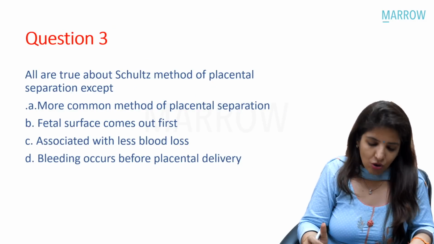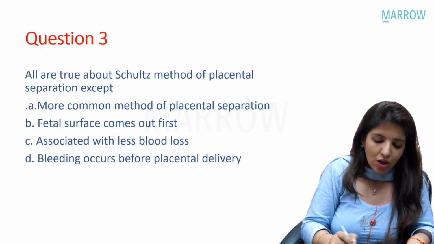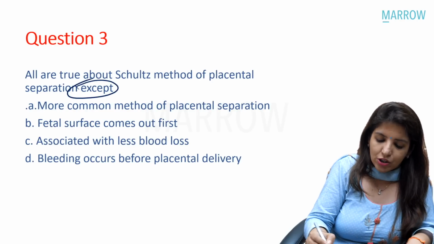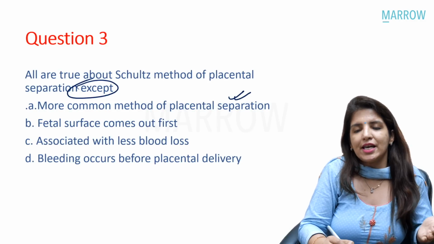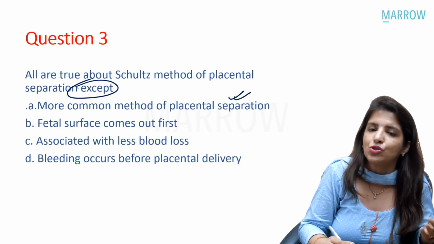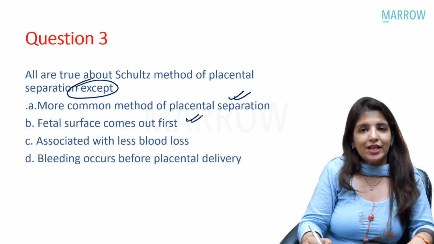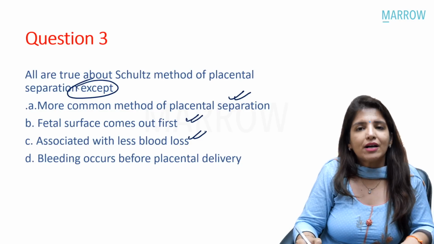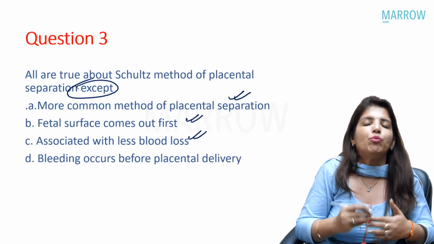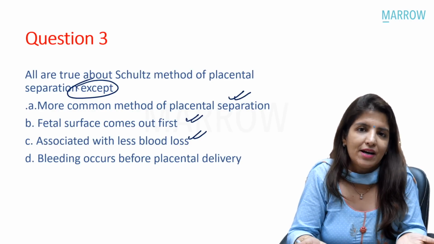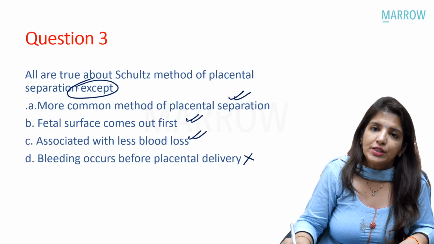Now look at this question. All are true about Schultz method of placental separation except: option A, more common method of placental separation. Yes. Fetal surface comes out first. Yes. S for shiny, S for Schultz. So it's the shiny fetal side which comes out first. It is associated with less blood loss. Yes. Bleeding occurs before the placental delivery? No. Bleeding is going to happen once the entire placenta is delivered, right? So the incorrect option over here is option D.